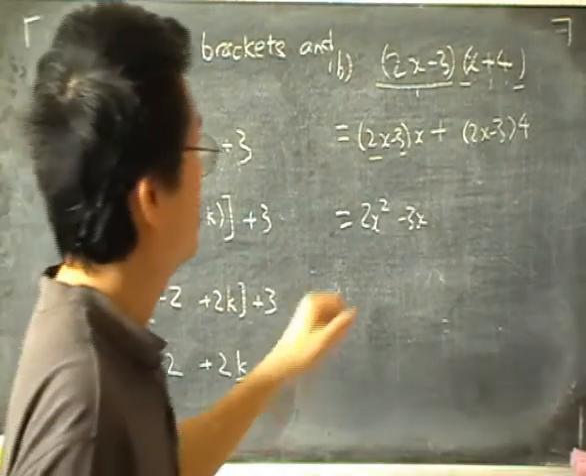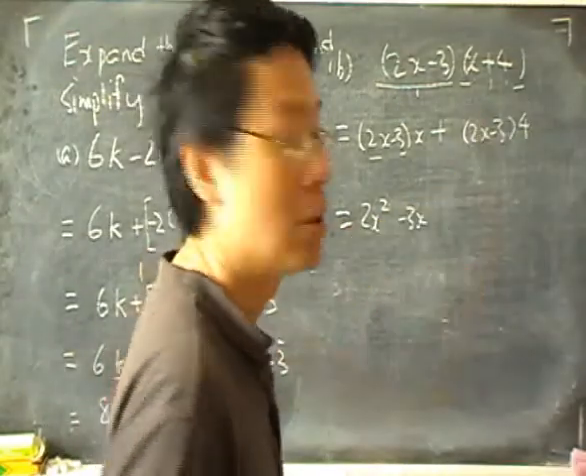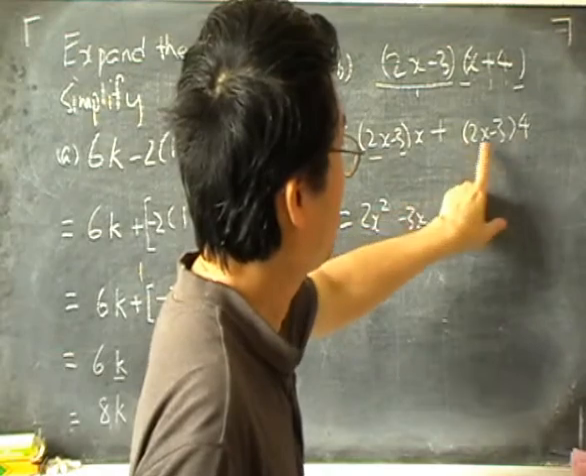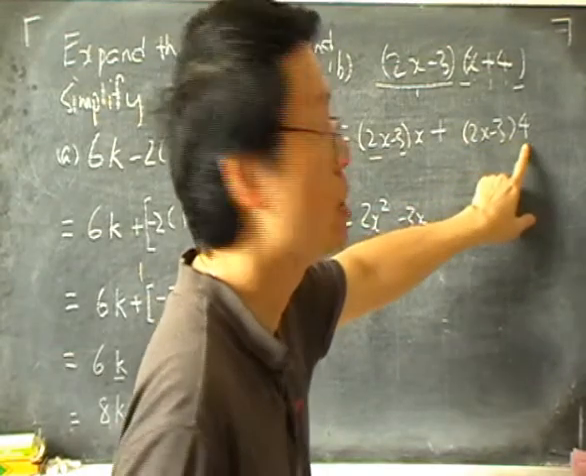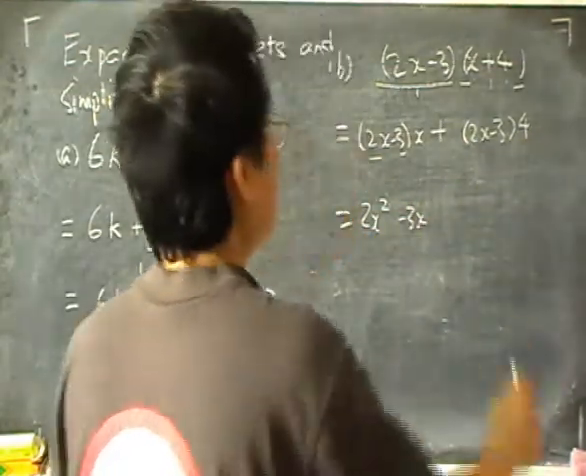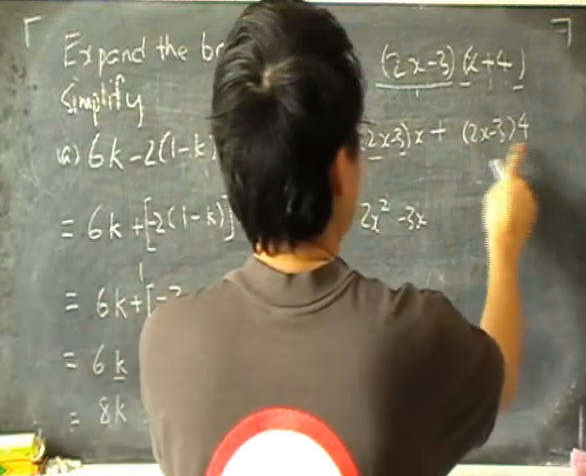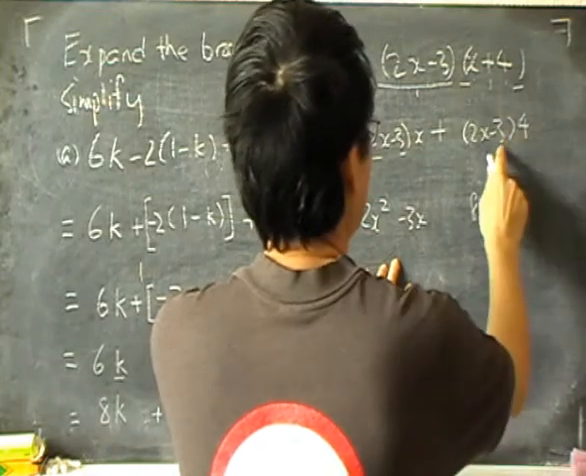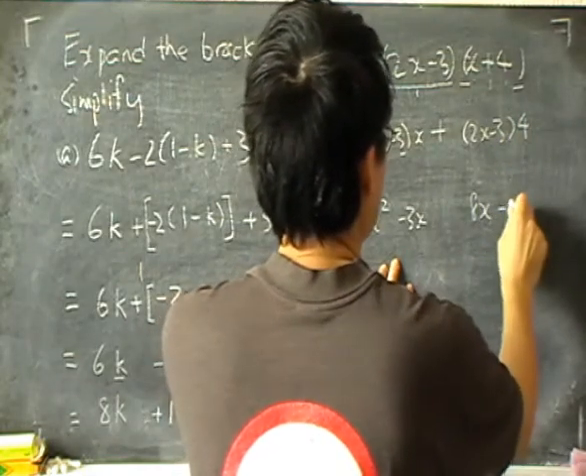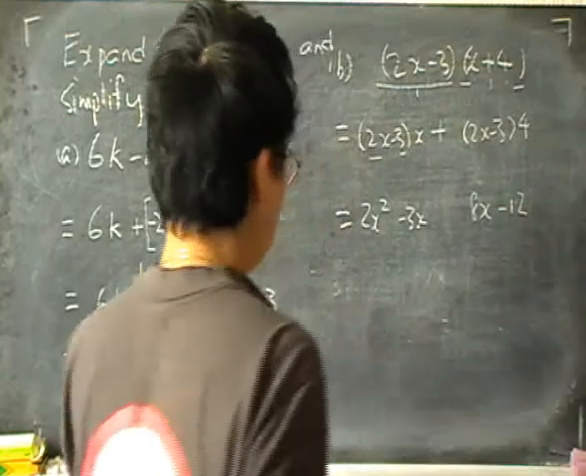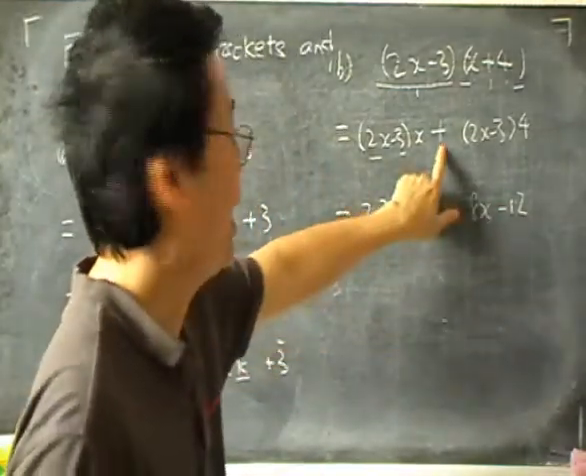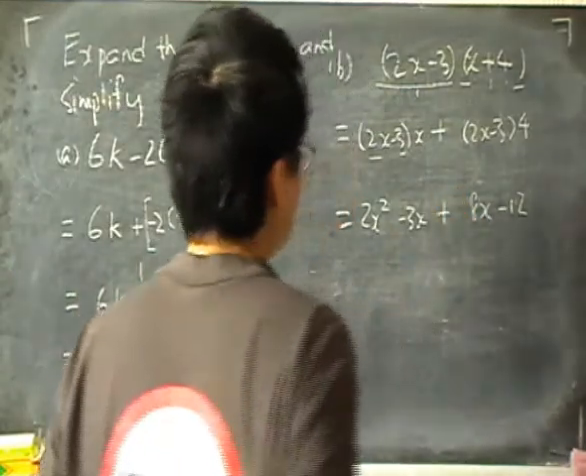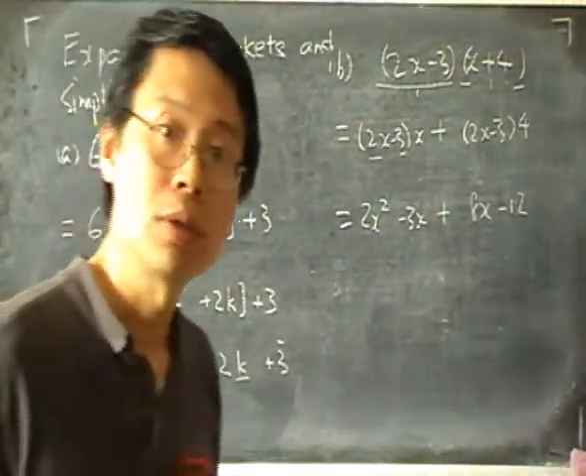Right? For the next part, to remove these brackets, I must multiply each term inside by 4. So 2x times 4 is 8x, minus 3 times 4 is minus 12. So that's done. And I must then add them together. So we have removed all the brackets.